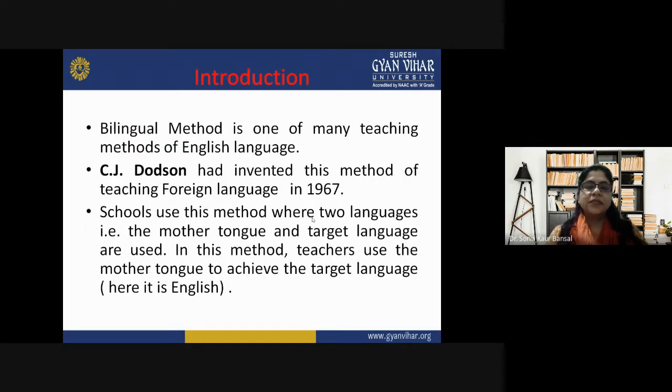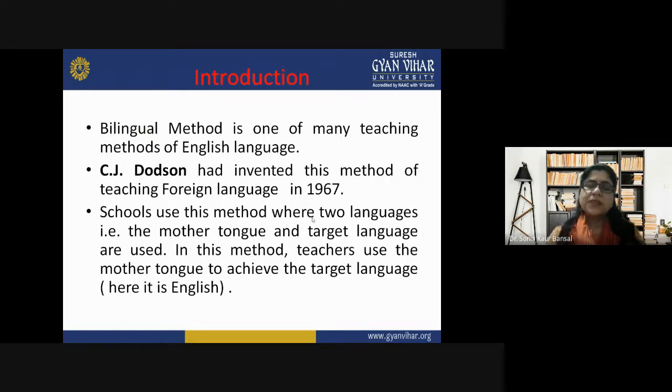So let's introduce the bilingual method first of all. What is bilingual method? It is one of many teaching methods of English language. In earlier lectures, we have studied about approach, method, and techniques. So this is one of the methods that is used in English language teaching, and it is a very useful method. C. J. Dodson has given us this method in 1967.